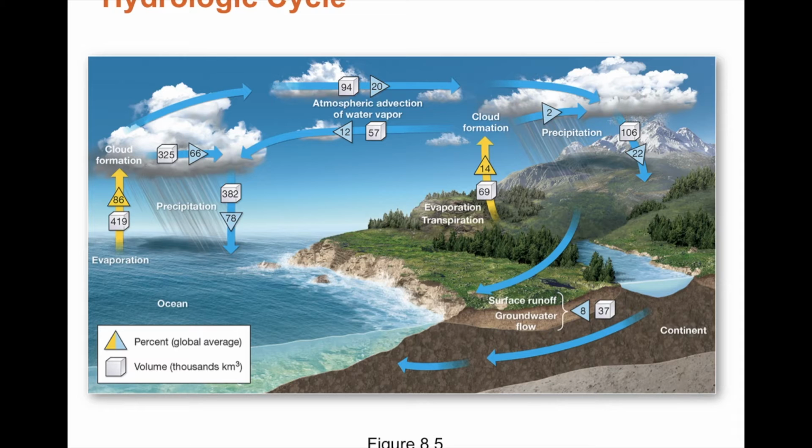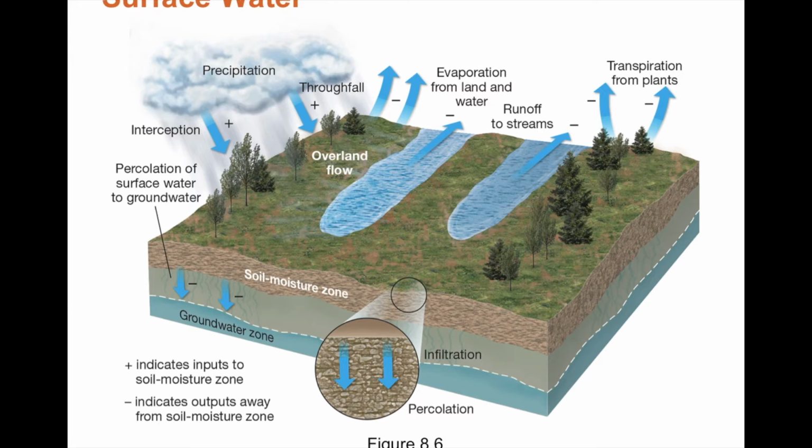The hydrologic cycle is where water evaporates from the planet, mostly in the ocean. Clouds form, clouds ascend and move up, causing precipitation. It rains, comes back to the land or the ocean, runs off, ends up eventually in the ocean, and starts again. So it's a cycle that is continuous over time. Surface water is water that runs off from precipitation. Some of it will evaporate, some of it will run off to streams, and some of it will infiltrate into the groundwater zone.